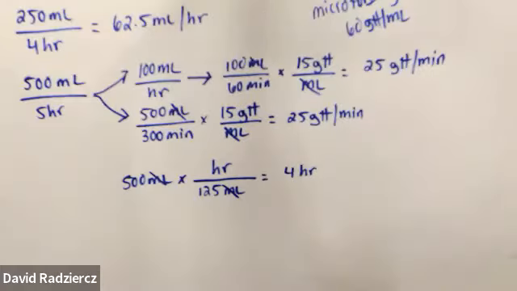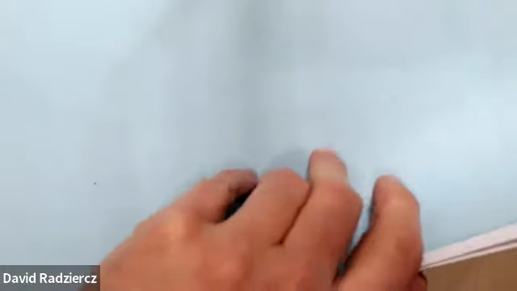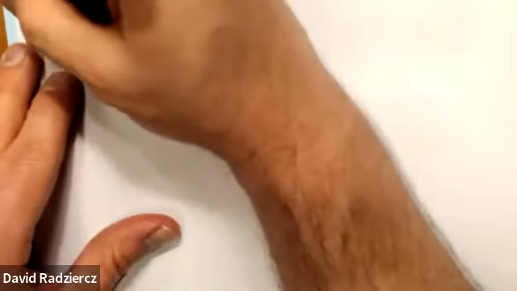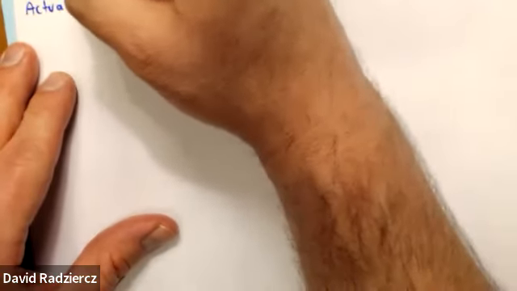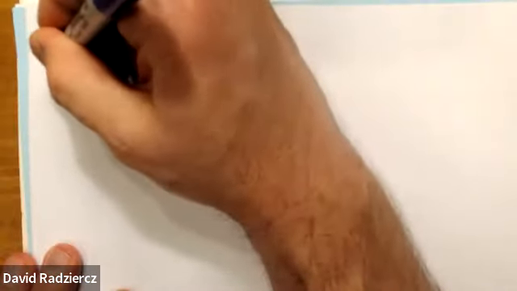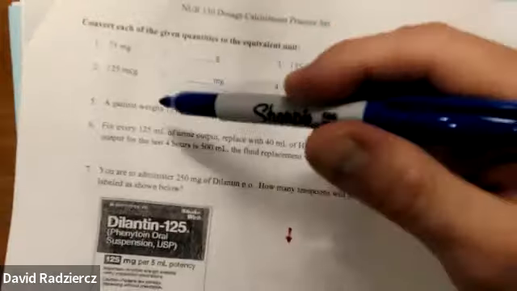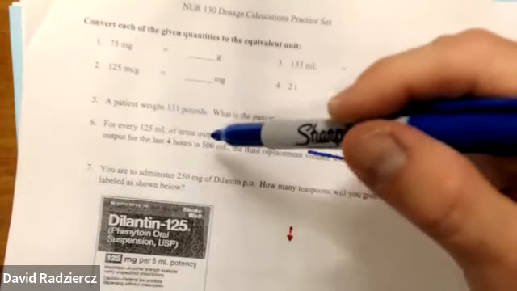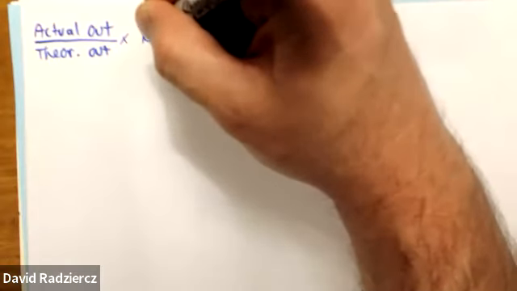So a little formula that I created to help out with this is you're going to take the actual output, what the patient actually voids, over the theoretical output. So when it says replace for every 125 milliliters of urine output, that's what I mean by theoretical output. Don't get hung up on the name there. Times the replacement volume.